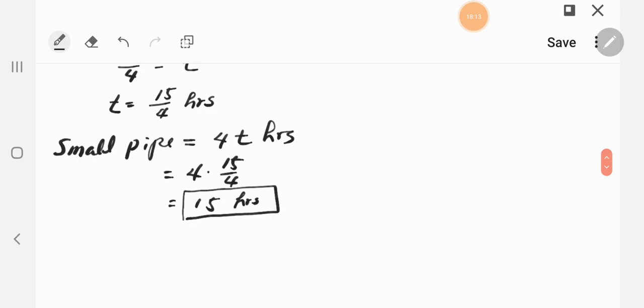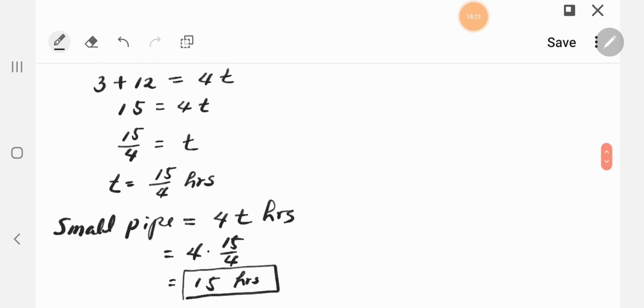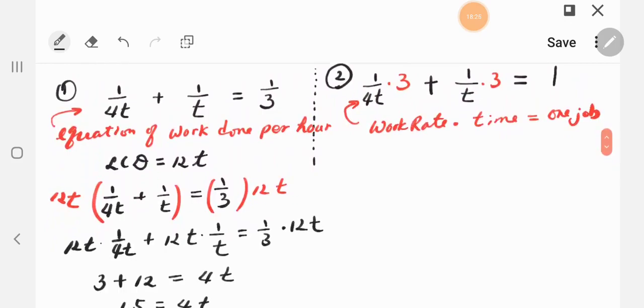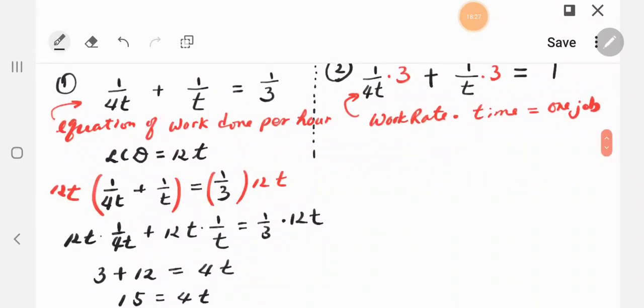It's quite a long time, huh? If the larger pipe and small pipe both work together, it takes only 3 hours. But the smaller pipe takes 15 hours to complete. For the second equation, you can try this and you will have the same answer.